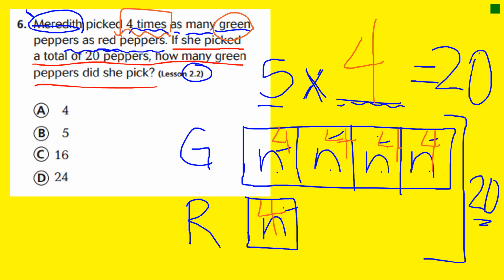Okay, so I forget the question again. I always have to go back and reread. How many green peppers did she pick? Okay, let's see. Here are the green peppers. So she picked 4, 4, 4, 4. She picked 4 sets of 4. She picked 16, right? 4 times 4. Ringy ding ding.